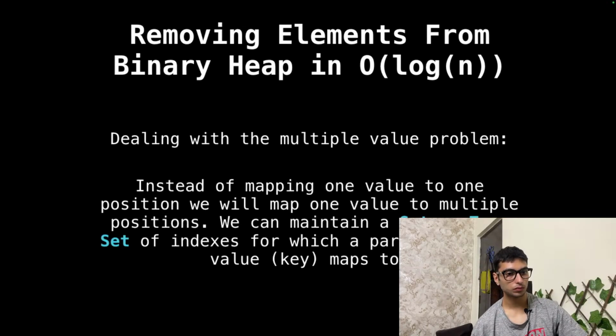To begin with, let's talk about how we can deal with the multiple value problem. So instead of mapping one value to one position, we will map one value to multiple positions. And we can do this by maintaining a set or a tree set of indices for which a particular node value, or key if you want, maps to. Let's look at an example.